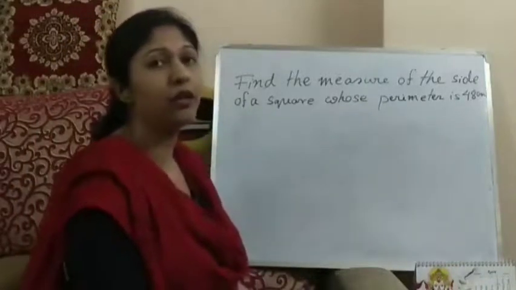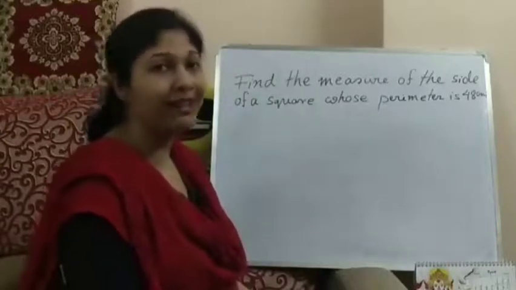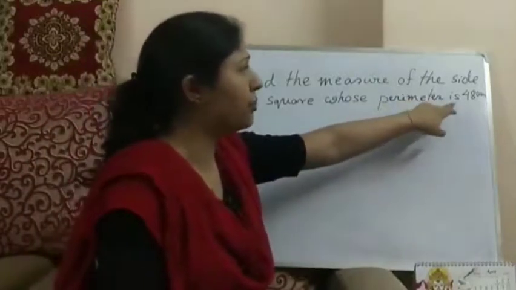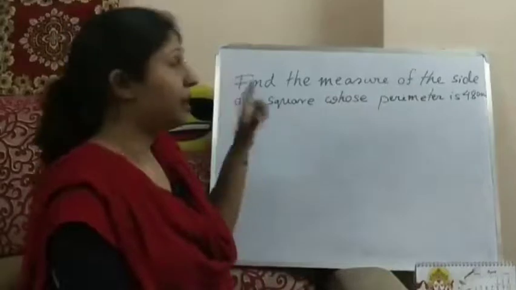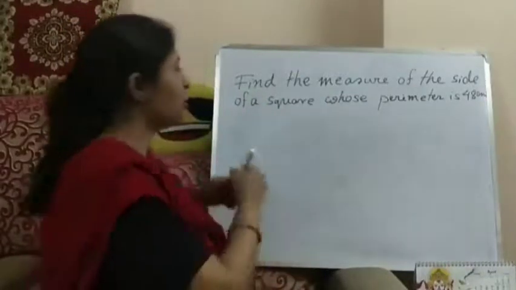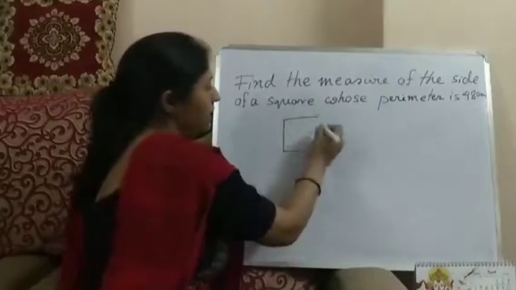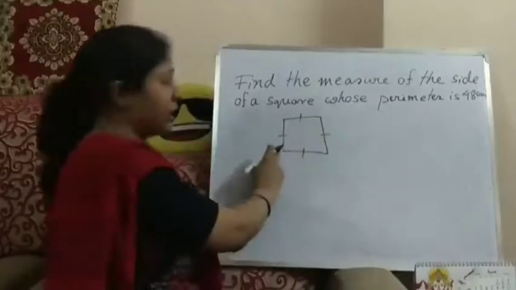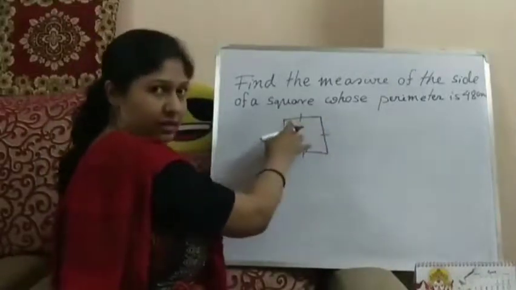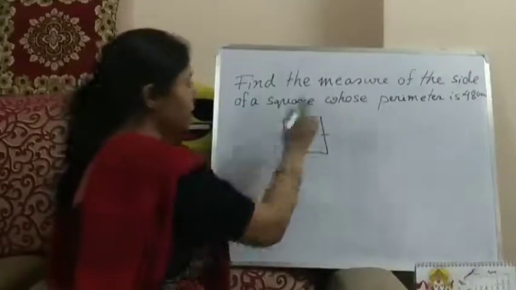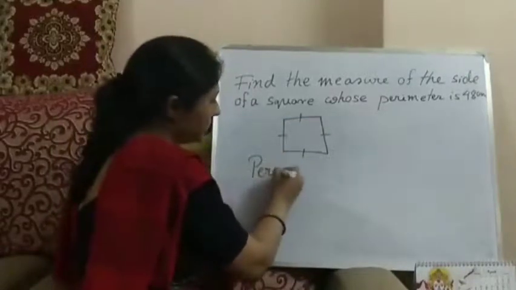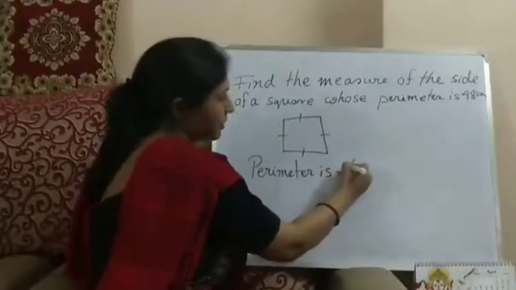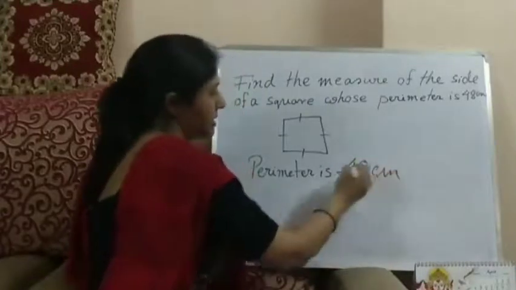In my last video I already told about the perimeter of a square and the area of a square. Here they gave the perimeter of the square, but they didn't give the measurement of the edges. We know that a square means all edges are the same. We should find the measurement of one edge. Here our perimeter is 48 centimeter.